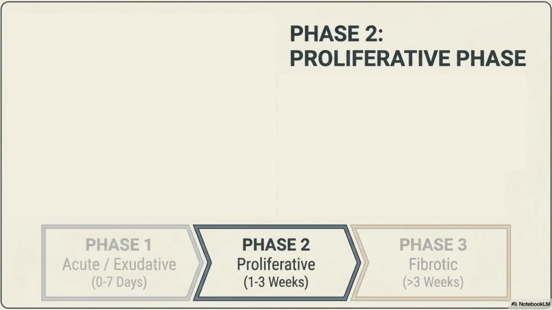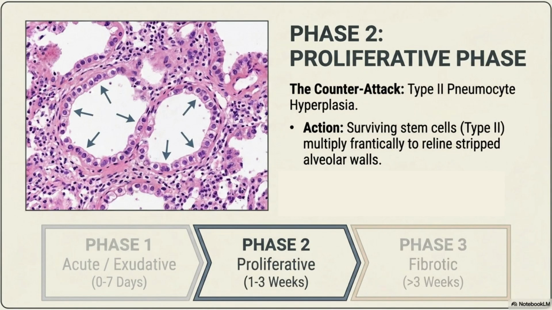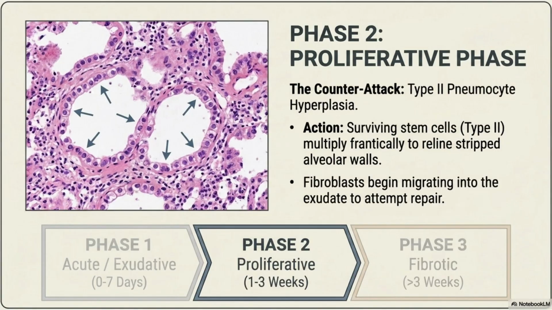Moving to phase 2, the proliferative phase from 1 to 3 weeks. This is the counter-attack. Surviving stem cells, remember our type 2 pneumocyte caretakers, undergo frantic hyperplasia to reline the stripped alveolar walls. Simultaneously, fibroblasts begin migrating into the exudate to attempt repair.